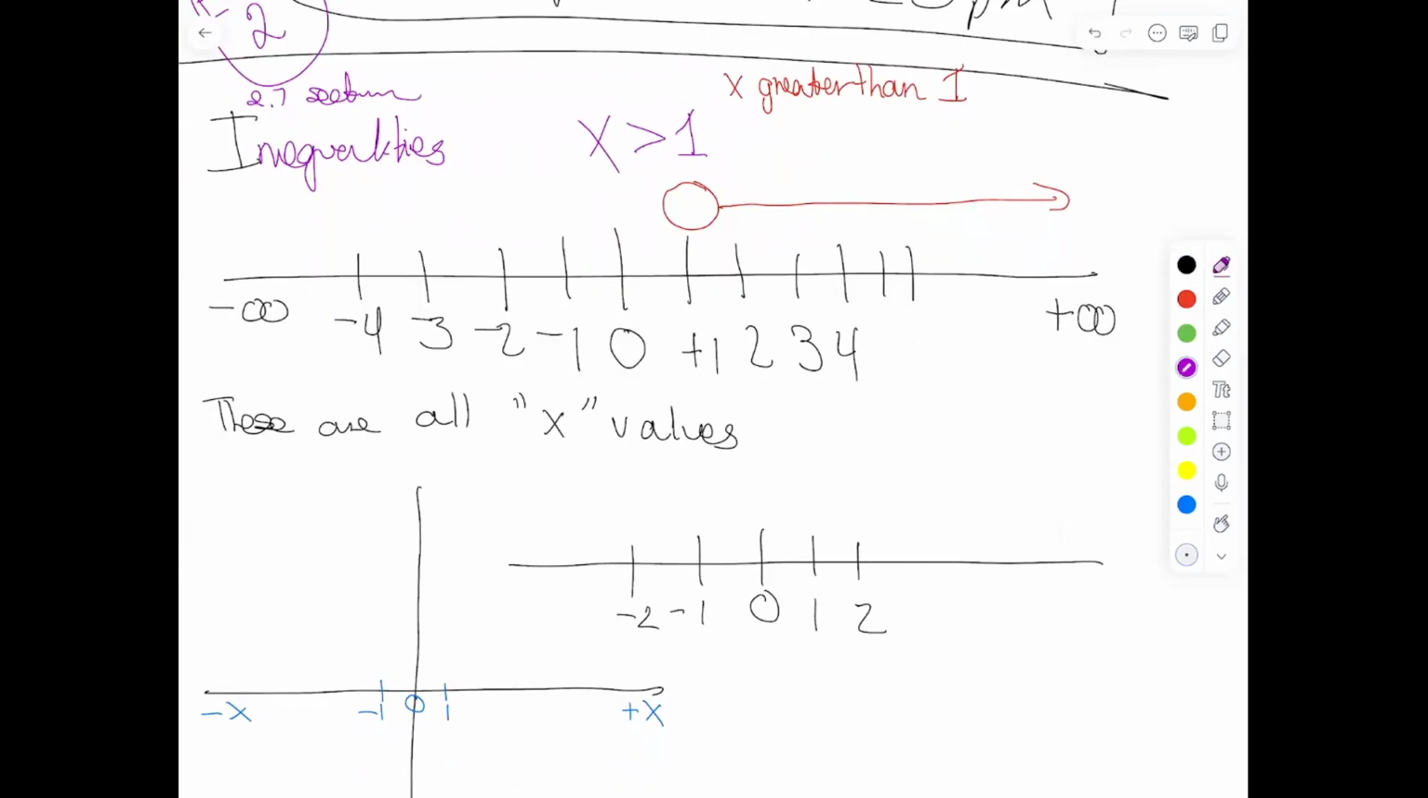And now I'm going to say x is greater than or equal to 1. Where would I start? Anybody? 1. I'm going to start at 1. But look at what's going to happen here. What is the difference between x is greater than 1 up here and x is greater than or equal to 1? What is the difference in the circle?